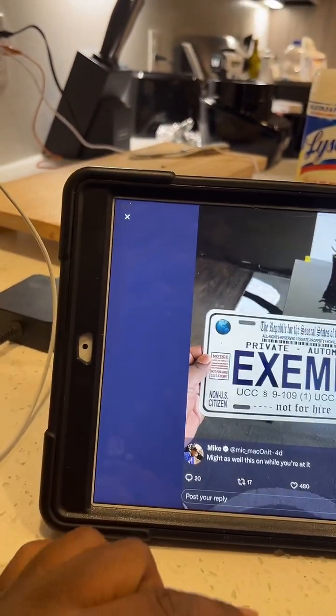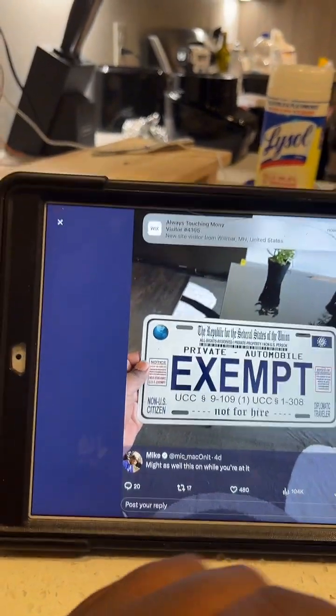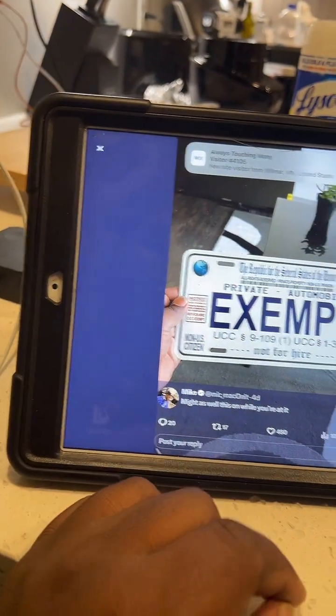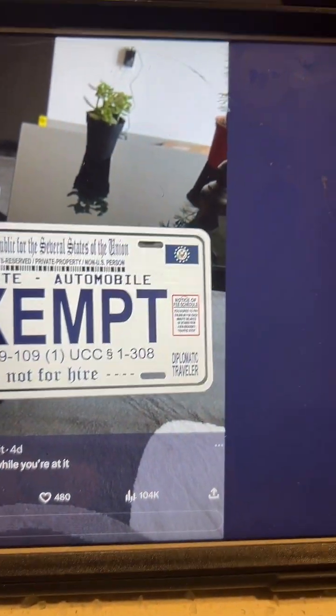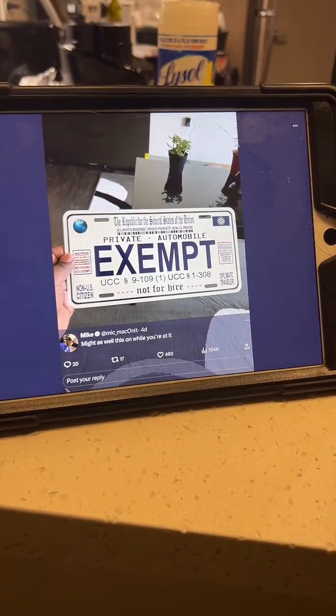Person, private automobile, exempt UCC 9-109, and then UCC 1-308, not for hire, diplomatic traveler, non-U.S. citizen. And then it shows the fee schedule. You agree to pay $10,000 for every minute, for each minute delayed or detained from a non-emergency traffic stop.